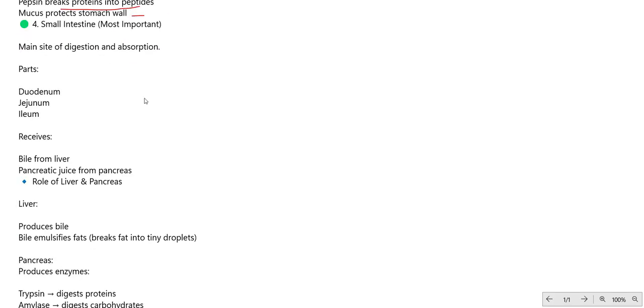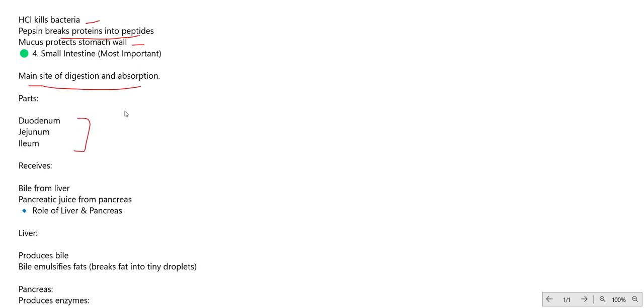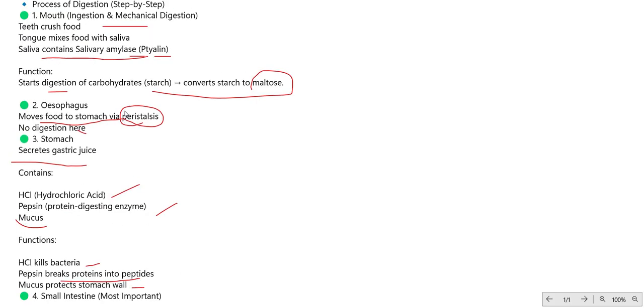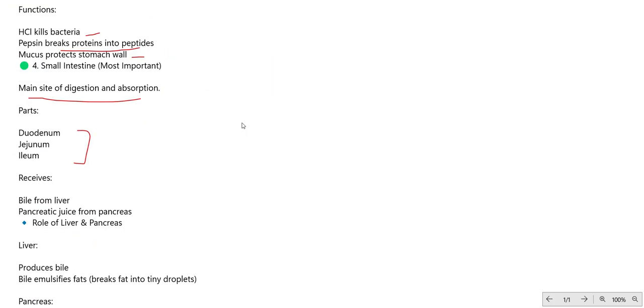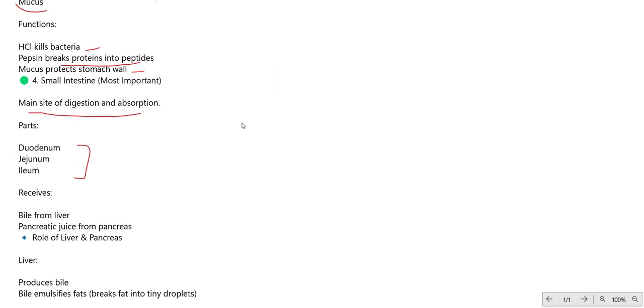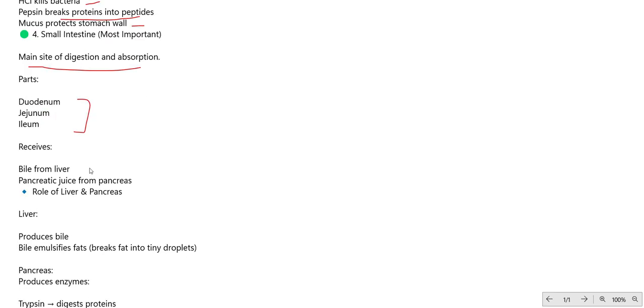Then the small intestine is the main site of digestion and absorption, and most of the digestion completes in the duodenum. The parts of the small intestine are the duodenum, jejunum and ileum. Also, the stomach has four parts, including the fundus and the body. These parts of the small intestine receive bile from the liver and pancreatic juice from the pancreas.